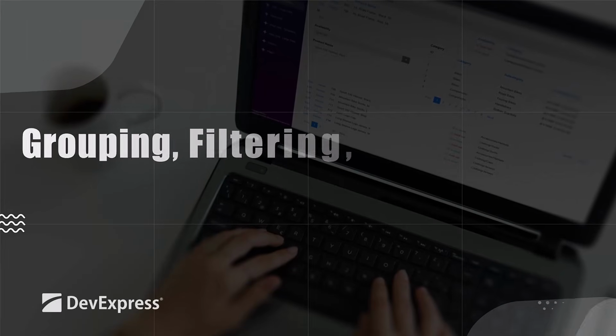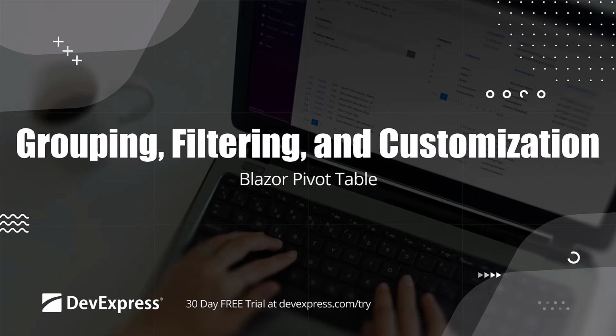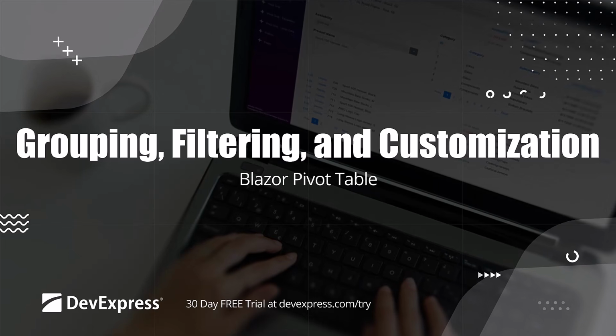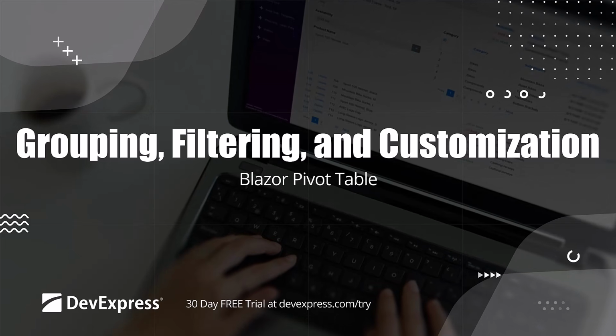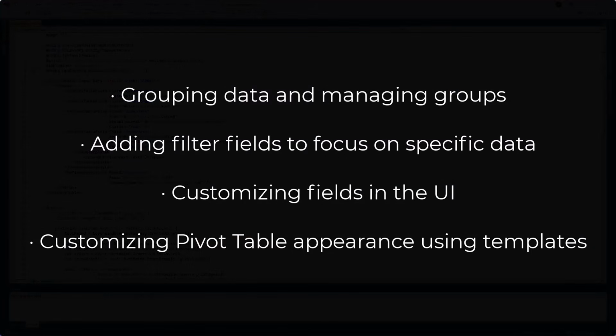Welcome back. In our previous video, we covered the basics of the DevExpress Blazor Pivot Table: data binding, fields, summaries, and totals, and a basic concept of hierarchies and sorting. Today, we'll explore advanced features that make your pivot table more interactive and powerful. Grouping data and managing groups, adding filter fields to focus on specific data, customizing fields in the UI, and customizing pivot table appearance using templates.